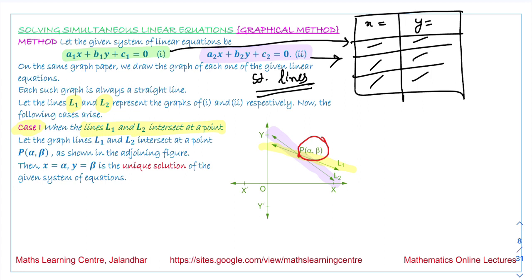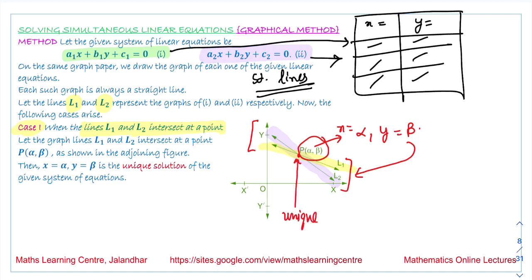P(alpha, beta), and we are saying this point, x is equal to alpha and y is equal to beta, is the solution of the simultaneous linear equations. When they intersect at a point, this kind of solution is called a unique solution. That is, they have just one solution, x is equal to alpha and y is equal to beta. This is a consistent system. We have two options for consistent systems, one is unique and one is infinite solutions, and this system has a unique solution, x is equal to alpha and y is equal to beta.